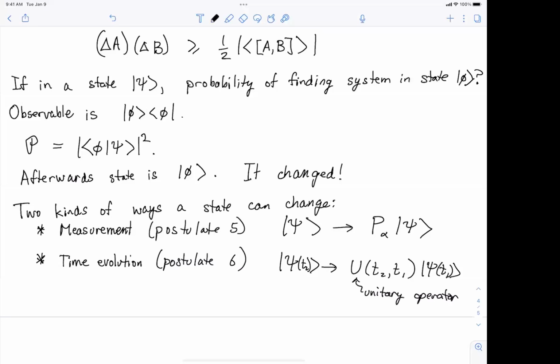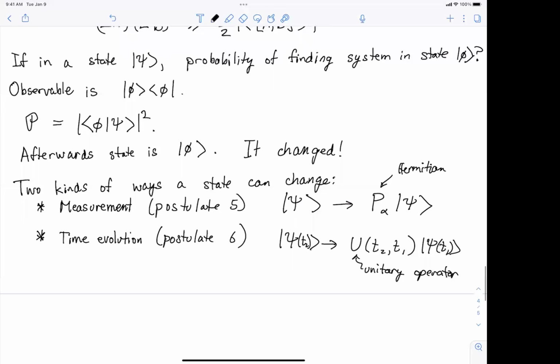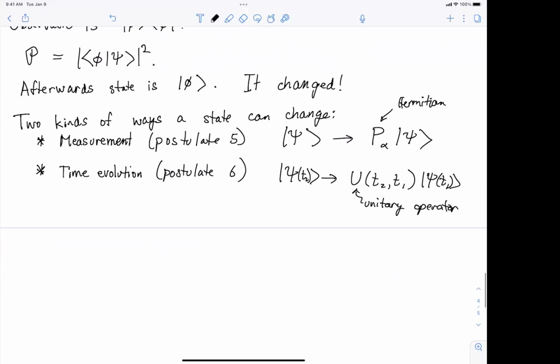And just to prove that postulate 5 is nothing like postulate 6, remember that P alpha is a Hermitian operator. And it's very rare that Hermitian operators are also unitary, or unitary operators are also Hermitian. In fact, the main example of that is parity. Okay, so you have two very different ways the state can change.